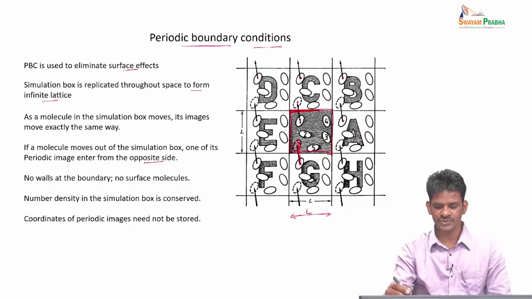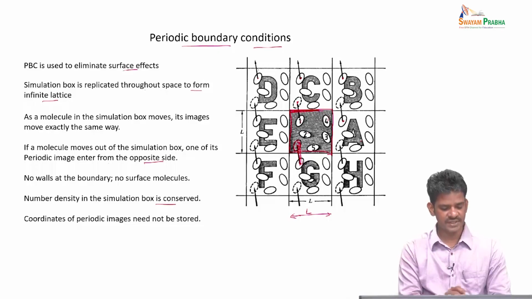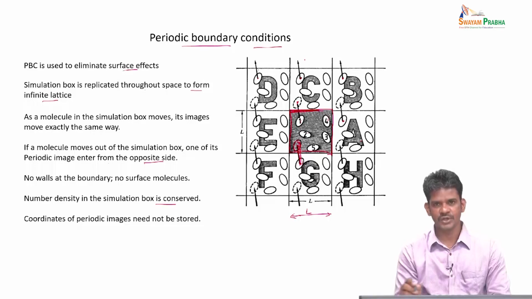If this molecule goes to box C, the same molecule from box G would enter from the other side. Thereby we keep the number of atoms in the central simulation box conserved, and we also eliminate the effect of the boundary, because the molecules do not really feel any repulsion or any sort of interaction when they cross the boundary.